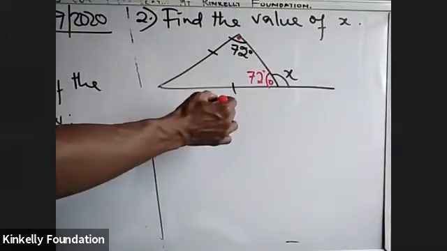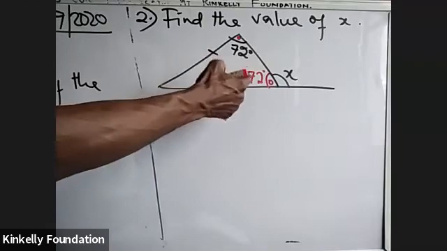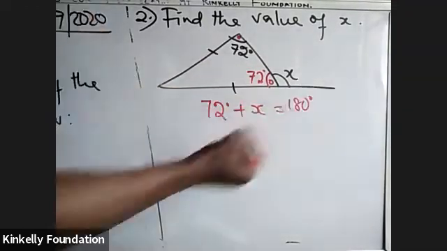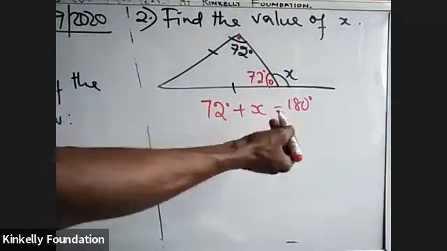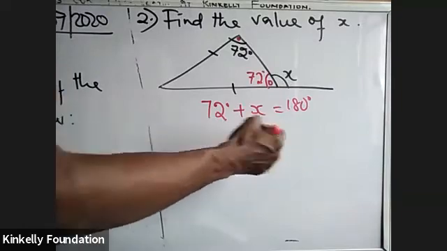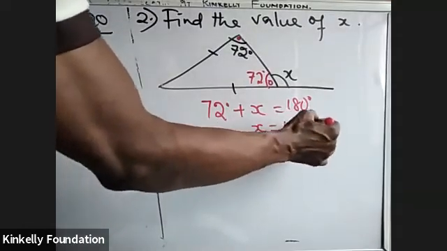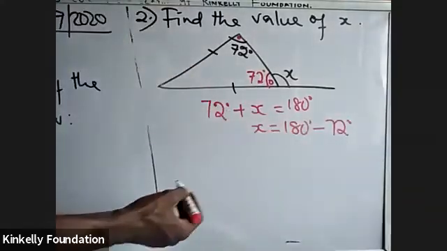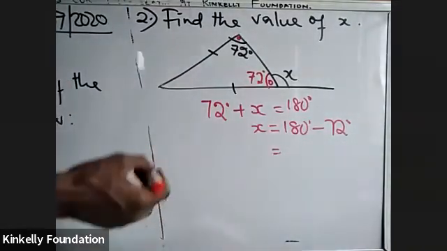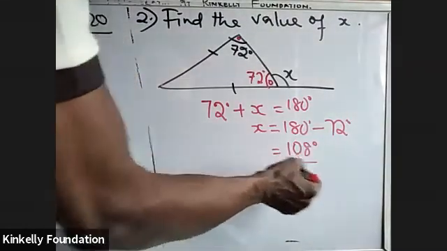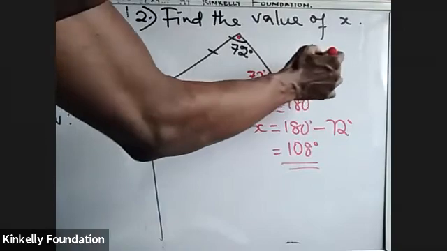What we mean by that is that 72 degrees, which is this, plus x is equal to 180 degrees. You said it, angles on a straight line add up to 180 degrees. Now x will be equal to 180 degrees minus 72 degrees. So what we have here will be 108 degrees. This is the value of x.